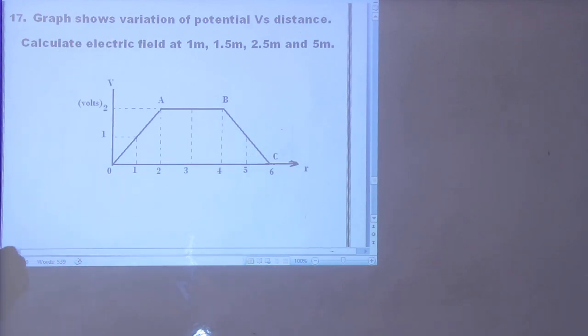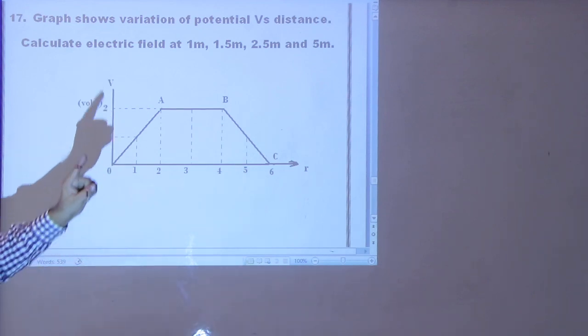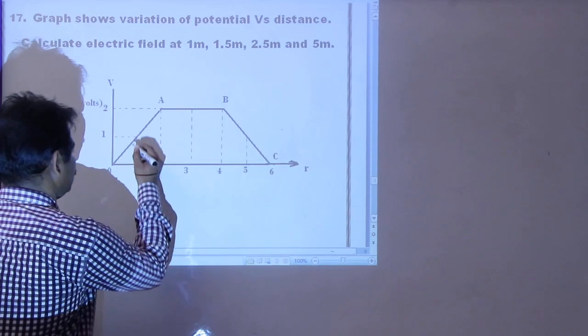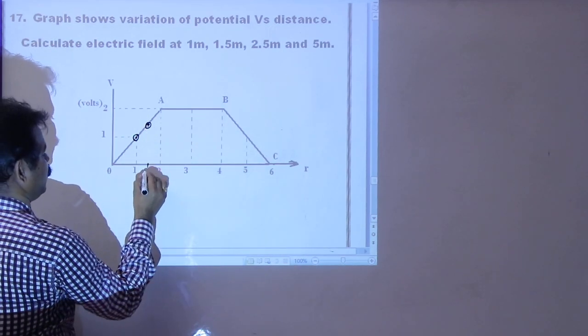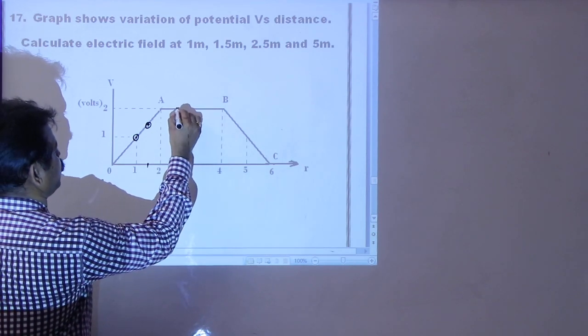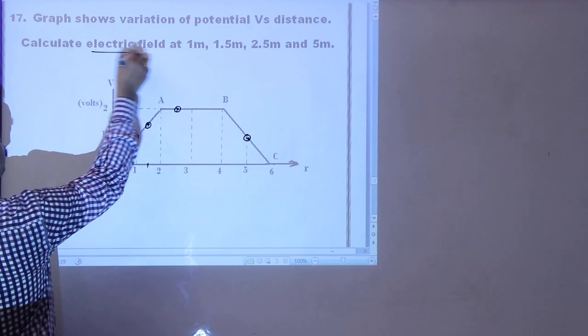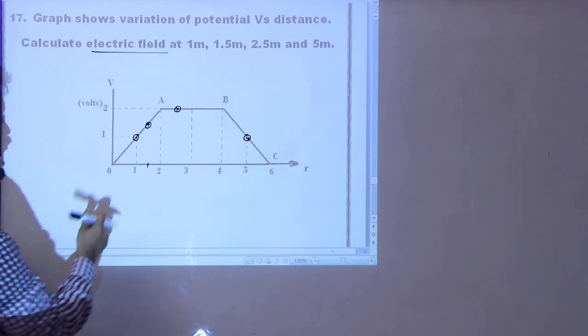Problem number 17. The graph shows the variation of the potential with the distance. Calculate the electric field at 1 meter, 1.5 meter, 2.5 meter and 5 meters. So this is a 1 meter point. This is 1.5, around 1.5. Next one 2.5. The next one 5 meter. I need to find the electric field at 4 different points.